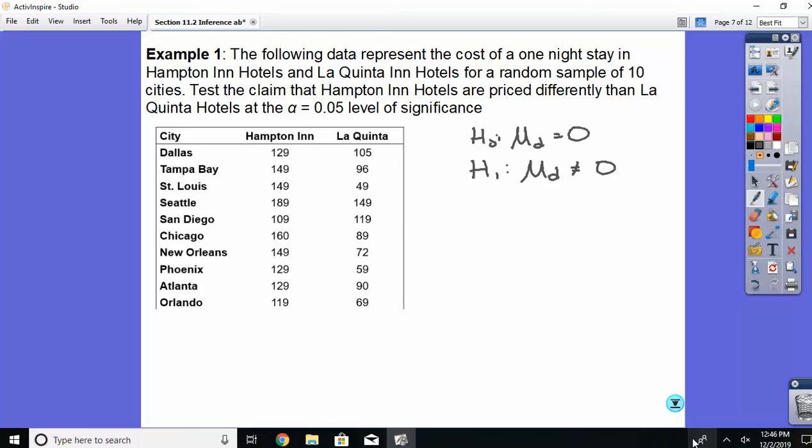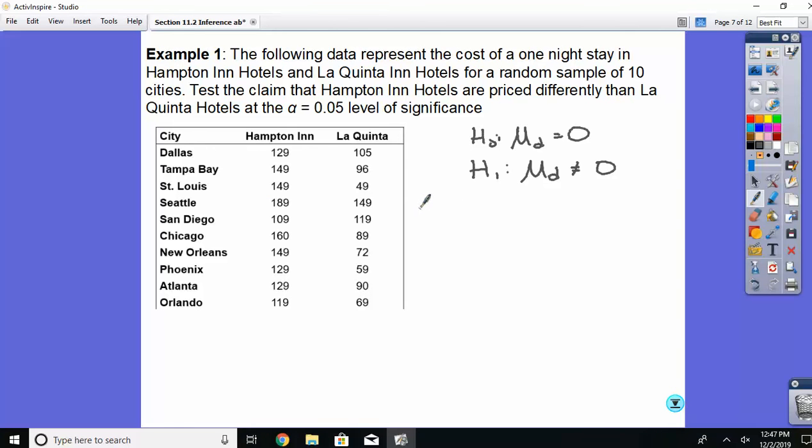This is matched pairs data because you are looking at 2 points from each city. In each city I take one hotel. Why would it just be 0? If they're the same price, when you subtract them you get 0. Okay, got it.